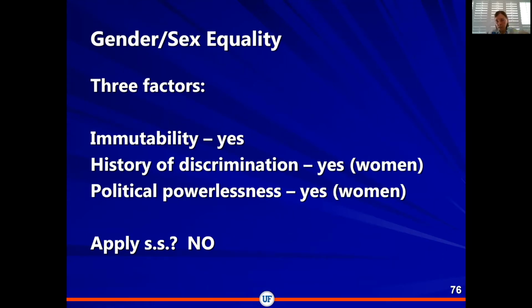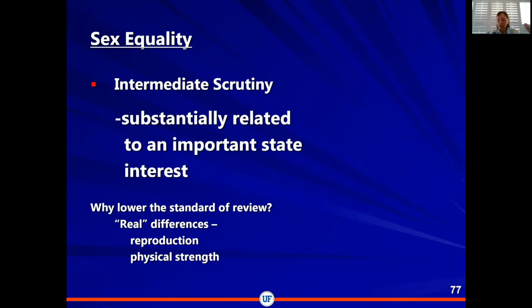The point is, laws that burden or classify people on the basis of gender or sex do not have to meet strict scrutiny. They have to meet intermediate scrutiny. So they have to be substantially related to an important state interest. And the court lowered the standard of review because there are real differences between men and women, citing reproduction and physical strength. And again, these are controversial. We can agree, disagree, but this is the court's picture.